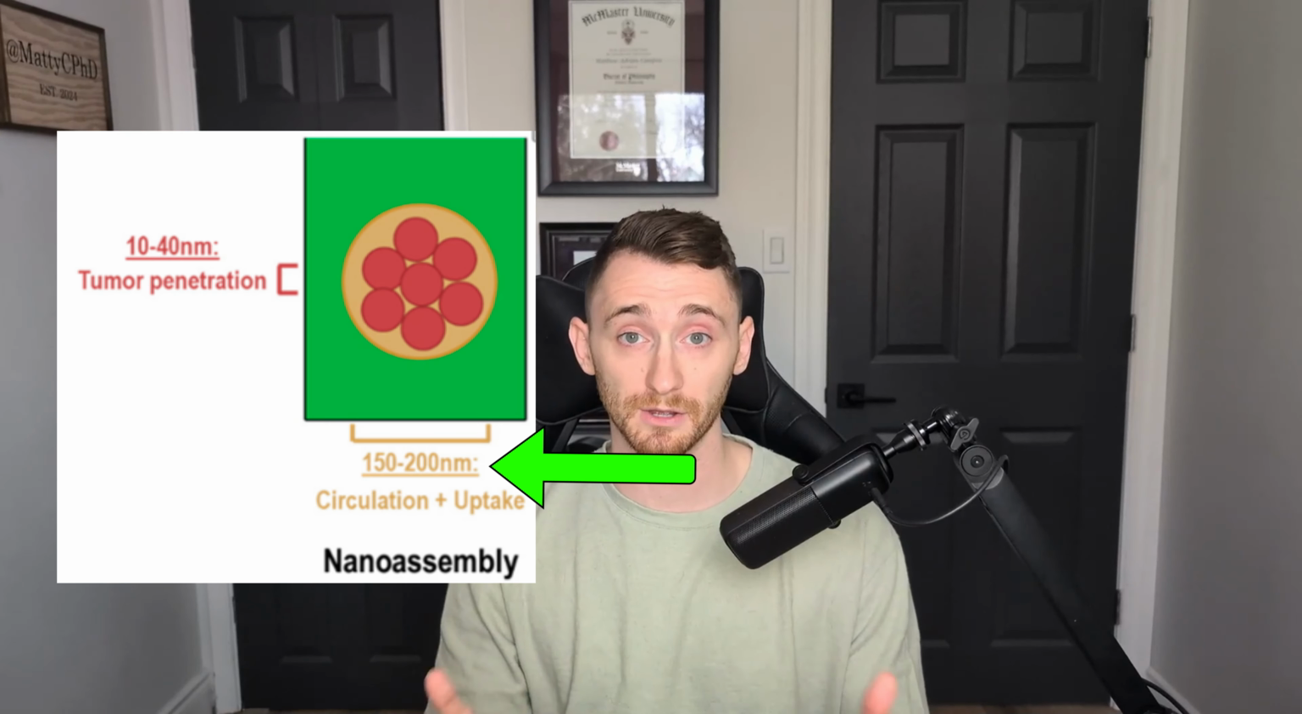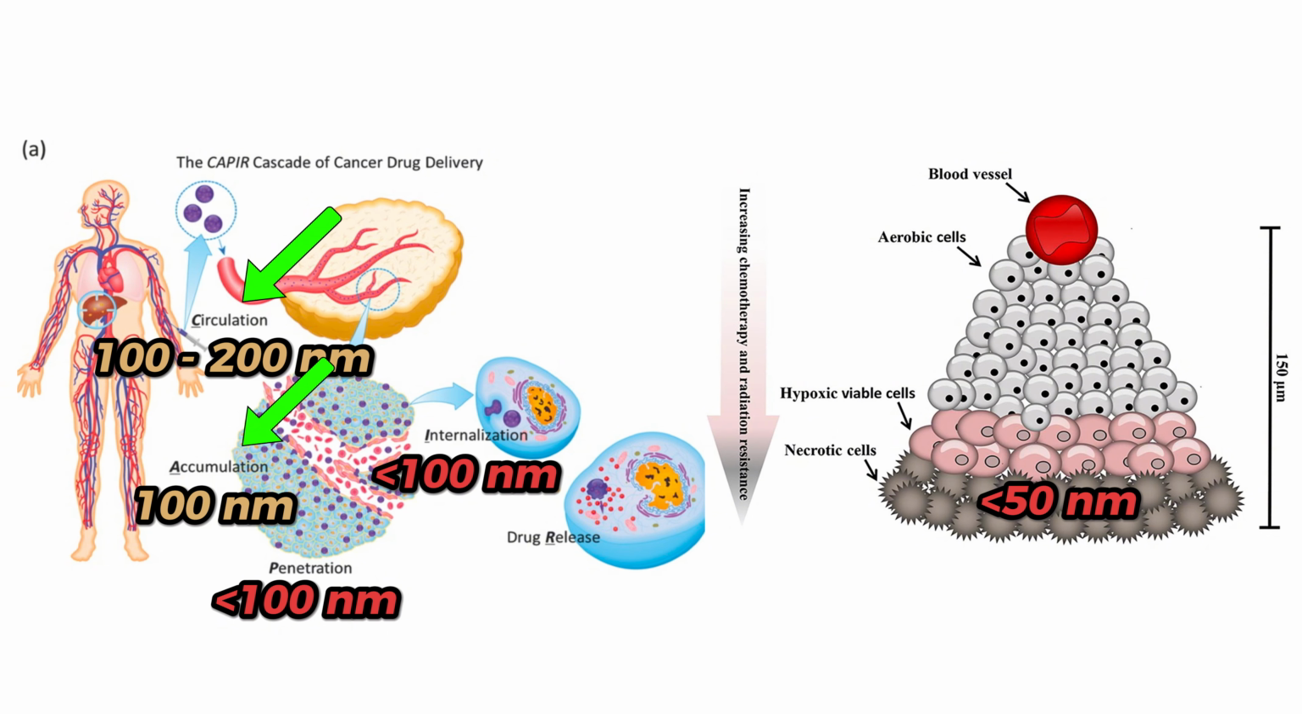150 nanometers for the outside, less than 50 nanometers for the inside. 150 nanometers for the earlier steps in the pathway, less than 50 nanometers for the later steps. That's right, everyone. We spent years perfecting our nanoassembly protocol to make sure that the nanoassembly was between 100 and 200 nanometers. Years.